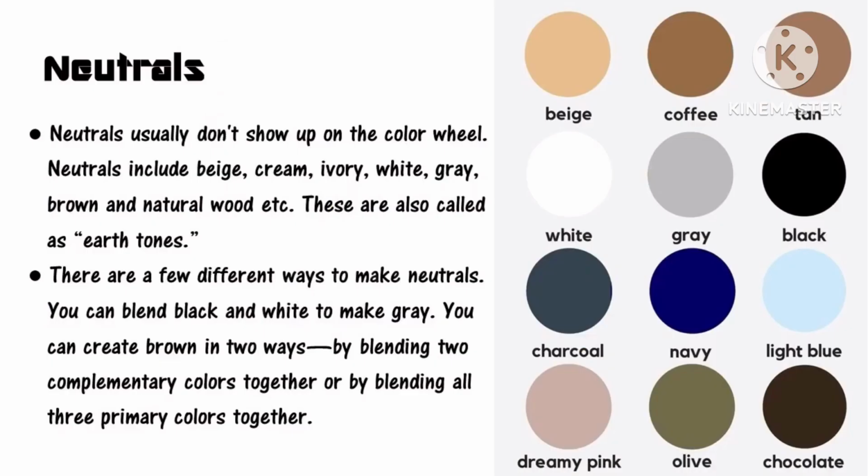Next we have neutral colors. So neutrals usually are those colors which are not present in the color wheel. Examples are beige, cream, ivory, white, grey, brown, and natural wood, etc. And some other examples are given on the right side, you can see over here. Neutral colors are also known as the earth tones. There are different ways to make neutrals, like you can blend black and white to make gray. You can create brown in two ways, by blending two complementary colors together or by blending two primary colors together.